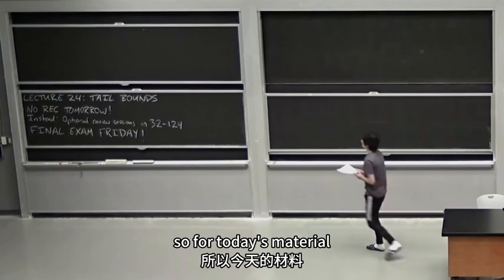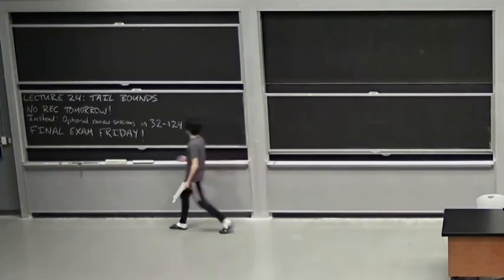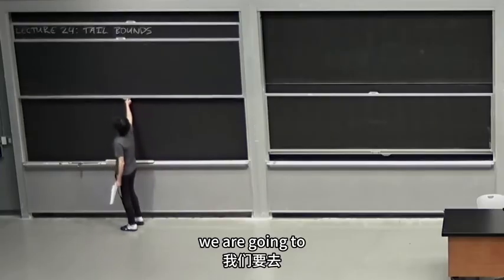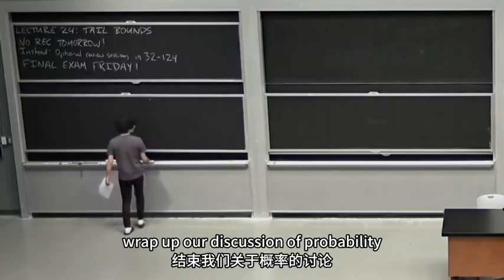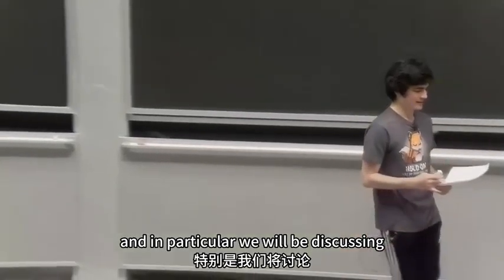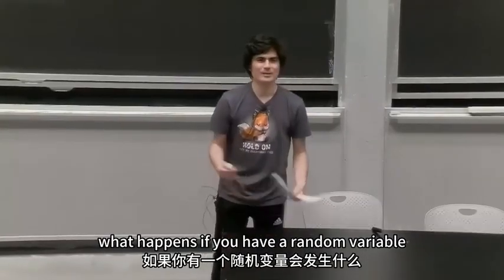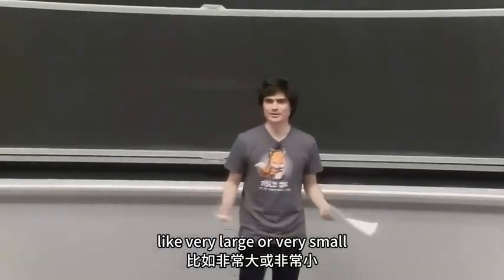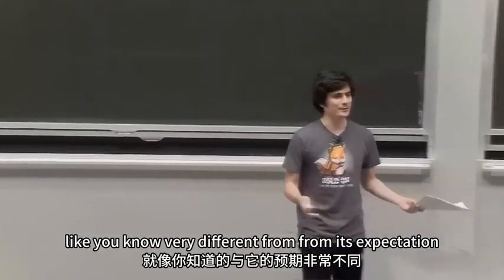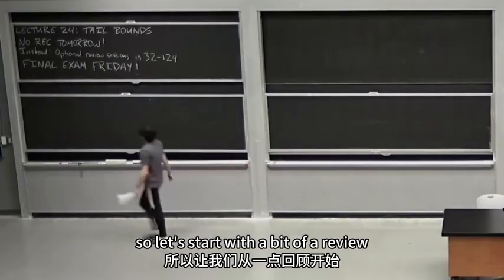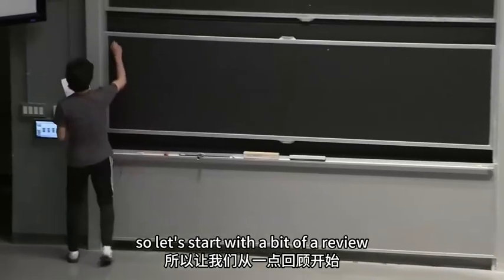Okay, so for today's material, we are going to wrap up our discussion of probability, and in particular, we will be discussing tail bounds. So, what happens if you have a random variable? Like, what is the probability that this random variable is very large or very small, very different from its expectation? Okay. So let's start with a bit of a review.